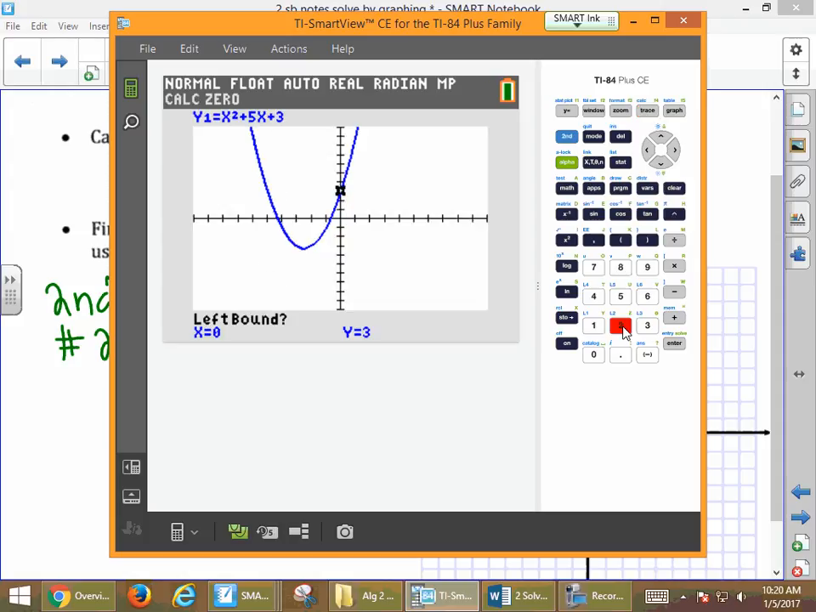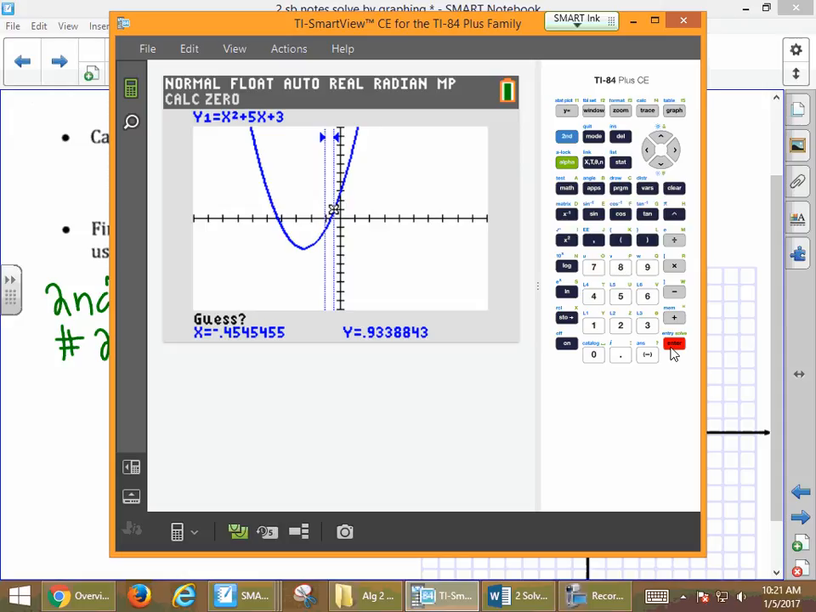What we're going to do is use our arrows here to scroll a little bit to the left of where our graph crosses the x-axis. My numbers at the bottom of the screen do not have to be your numbers at the bottom of the screen. These numbers under left bound do not have to be the same as yours. Then press enter. Then I'm going to go to the right, so we're going to use the right arrow button, a little bit to the right. Again, our numbers at the bottom of the screen do not need to be the same. I'm going to press enter.